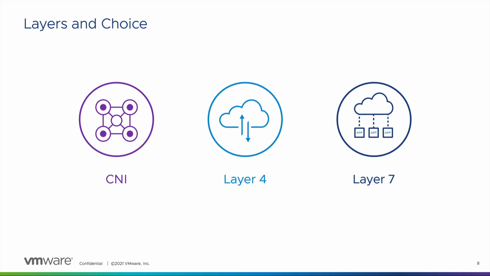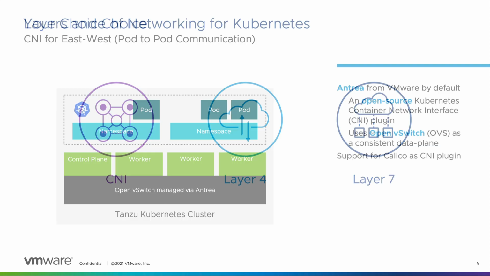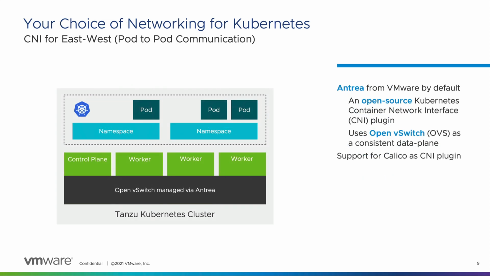And Tanzu Standard Edition provides everything needed to satisfy container, layer 4, and layer 7 networking to achieve multiple levels of network communication and access to your applications running in Kubernetes. By default, Antrea is the preferred container networking interface plugin that will take care of east and west networking traffic between containers and pods in Kubernetes. Antrea uses Open vSwitch technology as a consistent data plane, but if needed, Calico is still supported as a plugin.